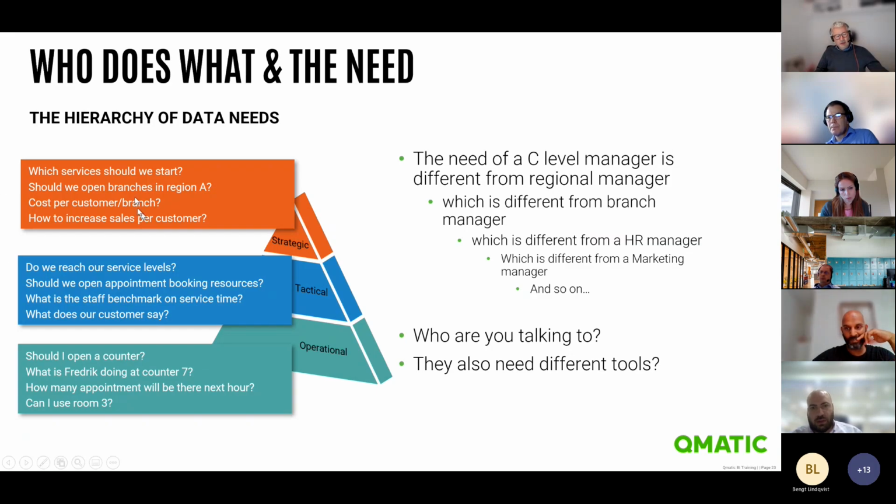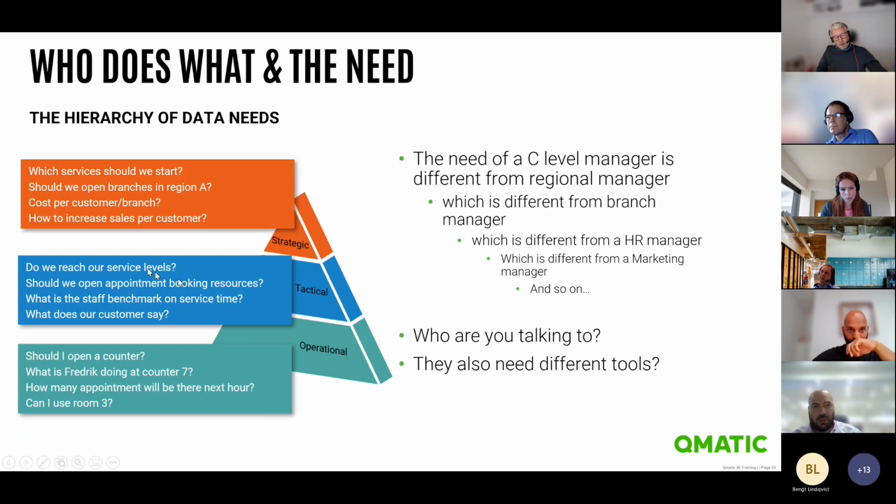So I put up some questions here, which I run into in my lifetime. You know, they asked us for help. You know, we would like to know what the cost per customer per branch is to do something with that, or we would actually like to know, should we open more branches in region A? And it's not even only our data they base their decision on. Our data, the Qmatic data, can help them take those kind of decisions with showing them, you know, you got 5 branches in region A and one of them has, you know, almost no customers and many more staff members than you need, and kind of discussions like that you could have.